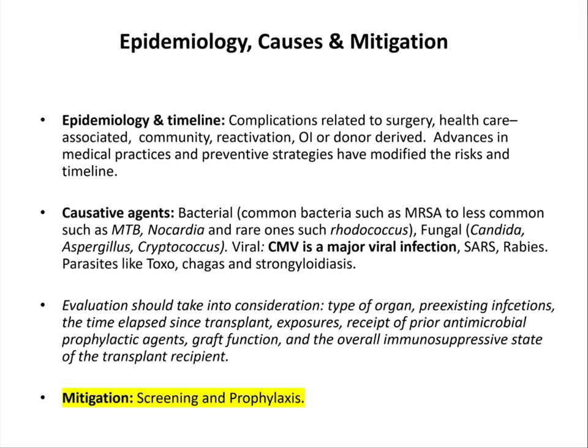The graft function. Is this kidney, is this liver really working? Because dysfunctional organs will affect immunity and predispose to infections locally and at other sites of the body. And again, the overall immune suppressive status: how much they need, and did we need to redose them with high induction doses because of rejection? So this is the general approach: did they have an infection before, what organ, what's happening afterwards, what exposures, what kind of drugs, and so forth.